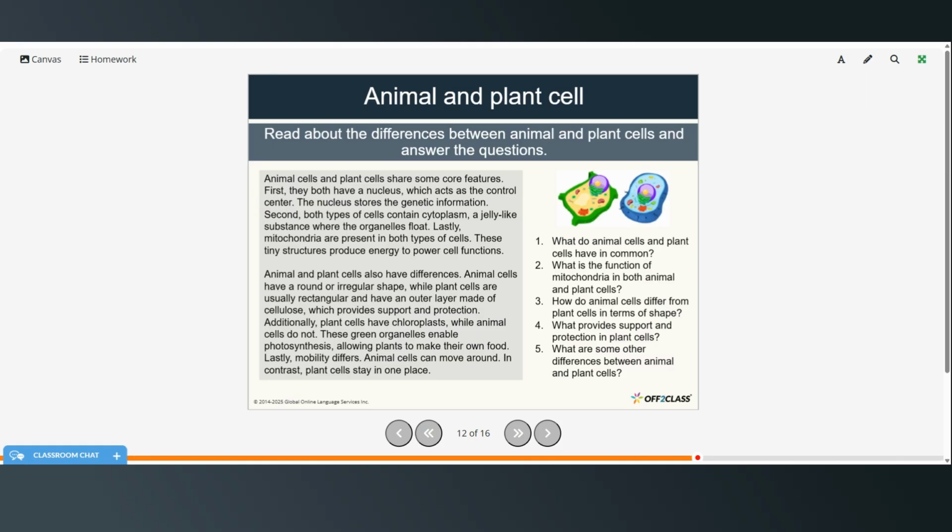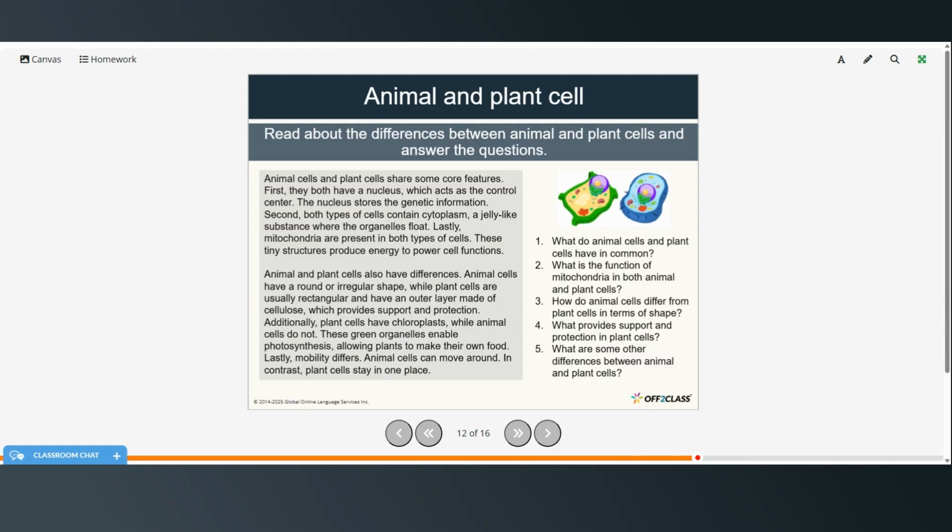Animal and plant cells also have differences. Animal cells have a round or irregular shape, while plant cells are usually rectangular and have an outer layer made of cellulose, which provides support and protection. Additionally, plant cells have chloroplasts, while animal cells do not. These green organelles enable photosynthesis, allowing plants to make their own food. Lastly, mobility differs. Animal cells can move around. In contrast, plant cells stay in one place.